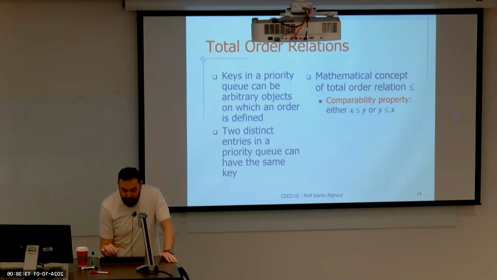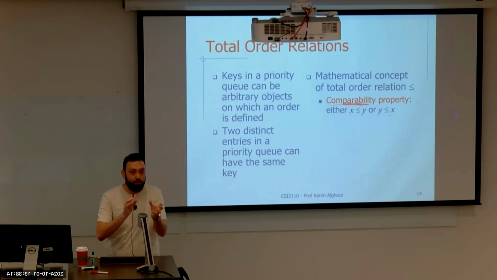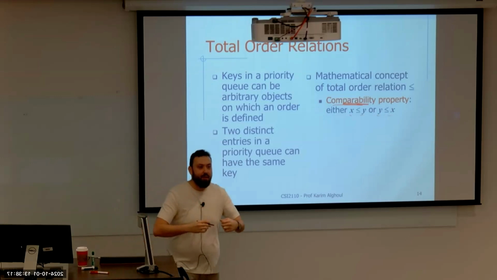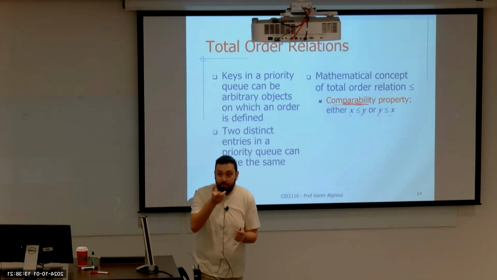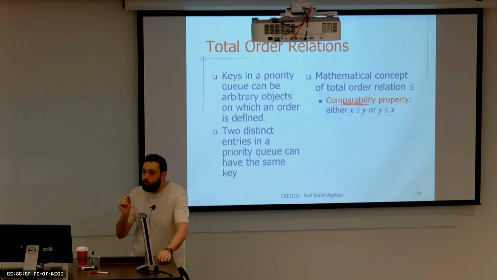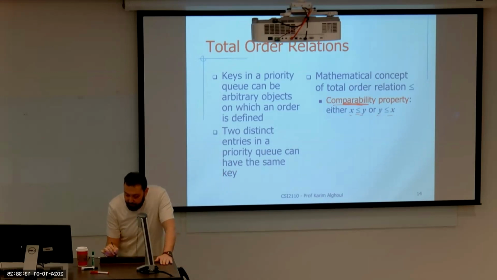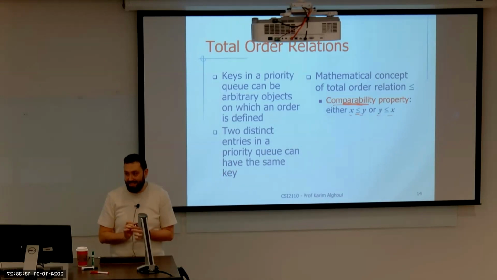That means you need to be able to compare them. So comparability, that means X less or equal than Y, or Y less or equal than X. You need to be able to compare these two. You cannot say one of the keys is a number, the other key is apples. It doesn't work, right? So there needs to be comparability. Also, the comparability needs to be less or equal, not just less.